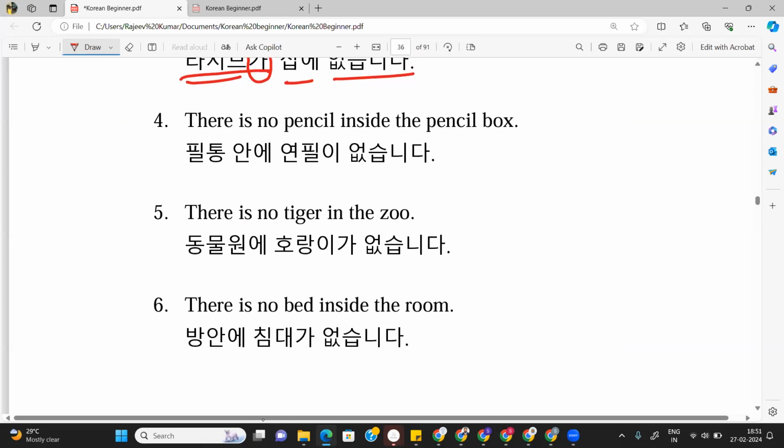Fourth sentence. There is no pencil inside the pencil box. It's not fuel. It's not fill. Fill. Fill. This one. To tong. Yes. Fill tong. Yes. Fill tong.